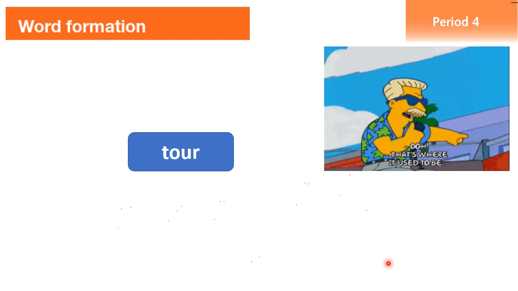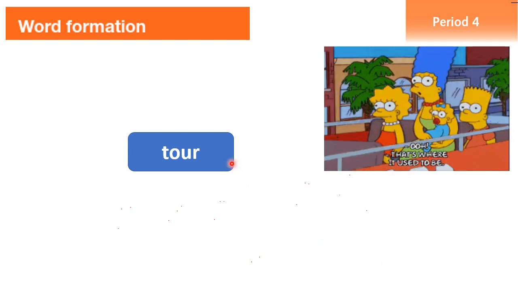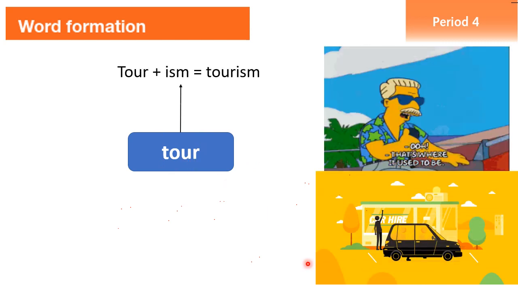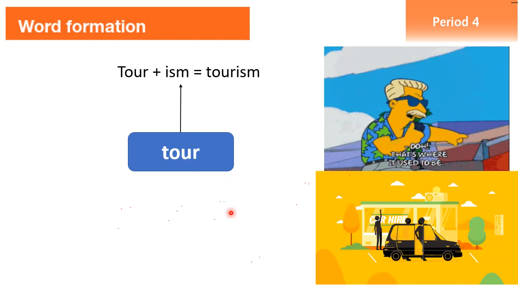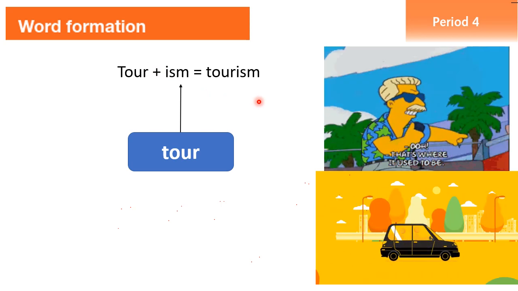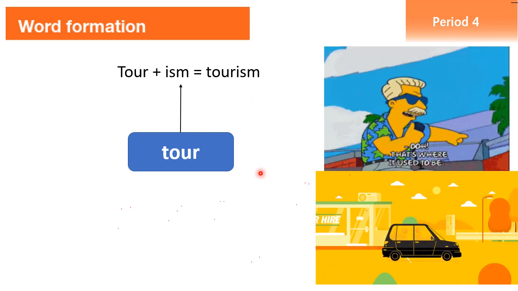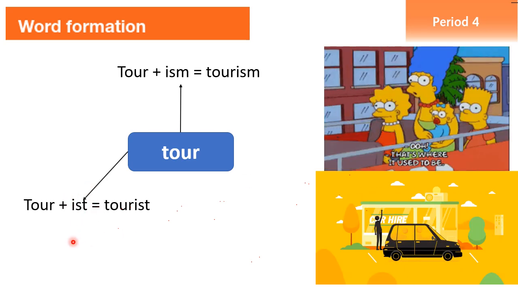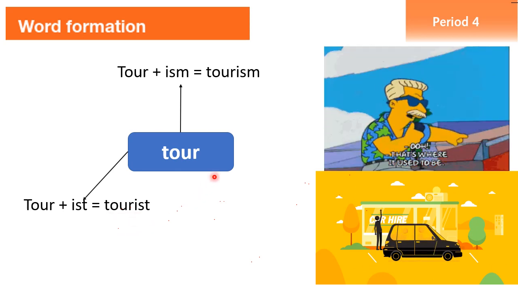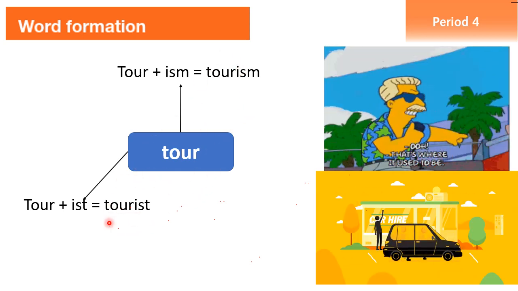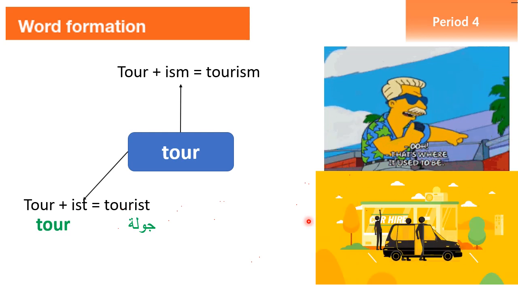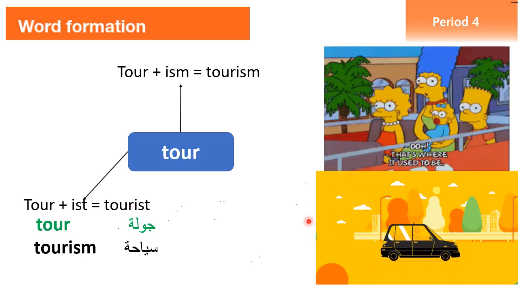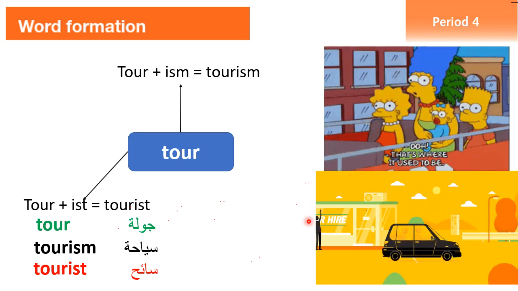Tour. If we add ism to the word tour, it becomes tourism. And if we add ist, it would be tourist. So tour, tourism, tourist. Tour, جولة, tourism, سياحة, and tourist, سائح.